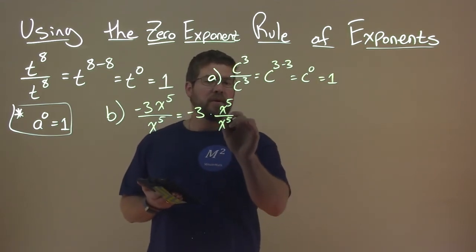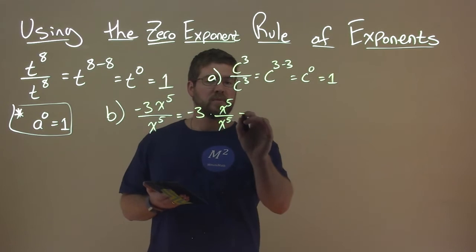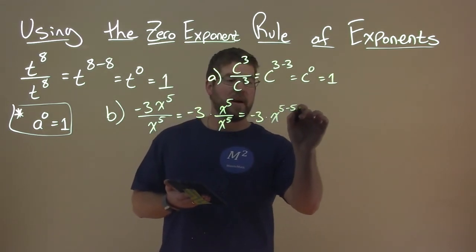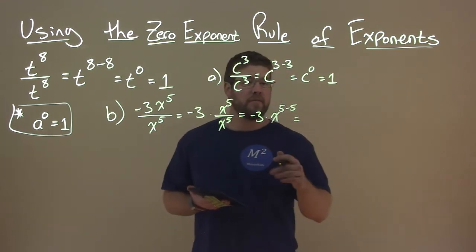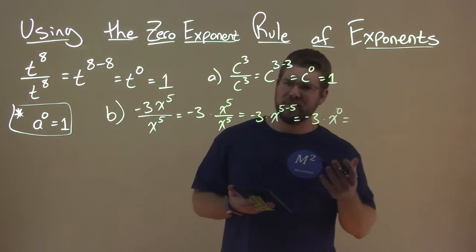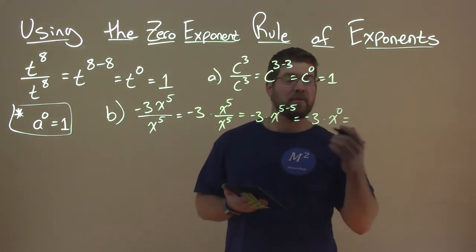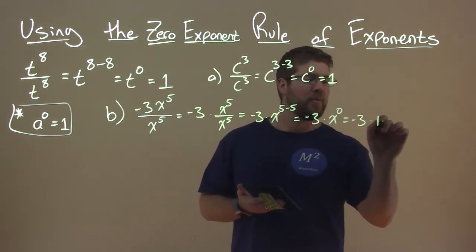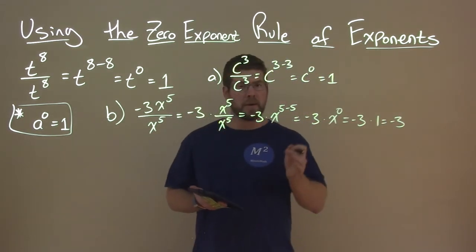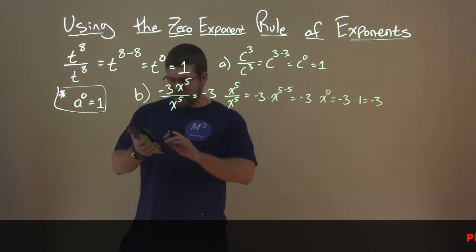And now this looks very similar to what we had for question A. X to the 5th over x to the 5th, we apply the quotient rule, so we have negative 3 times x to the 5 minus 5 power. 5 minus 5 is 0. Negative 3 times x to the 0 power, and you can see where we're going. X to the 0 power is 1. Negative 3 times 1, and we just have negative 3 as our final answer. Okay, let's try the next one.